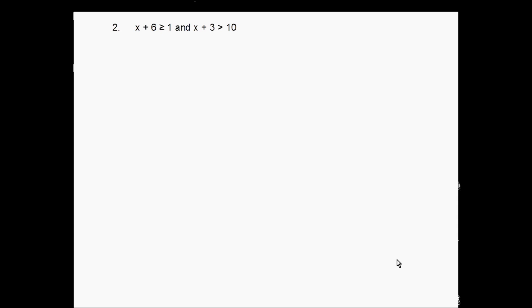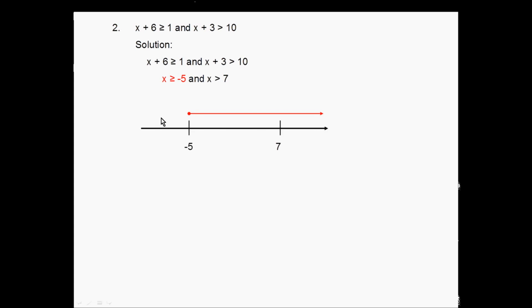Okay, yet neither inequality is difficult to solve. So for the one on the left, subtract 6, the one on the right, subtract 3. So x is greater than or equal to negative 5, and x is greater than 7. Okay, to figure out if I can make one go away, let's graph them. Okay, here is x greater than or equal to negative 5. And then x greater than 7.